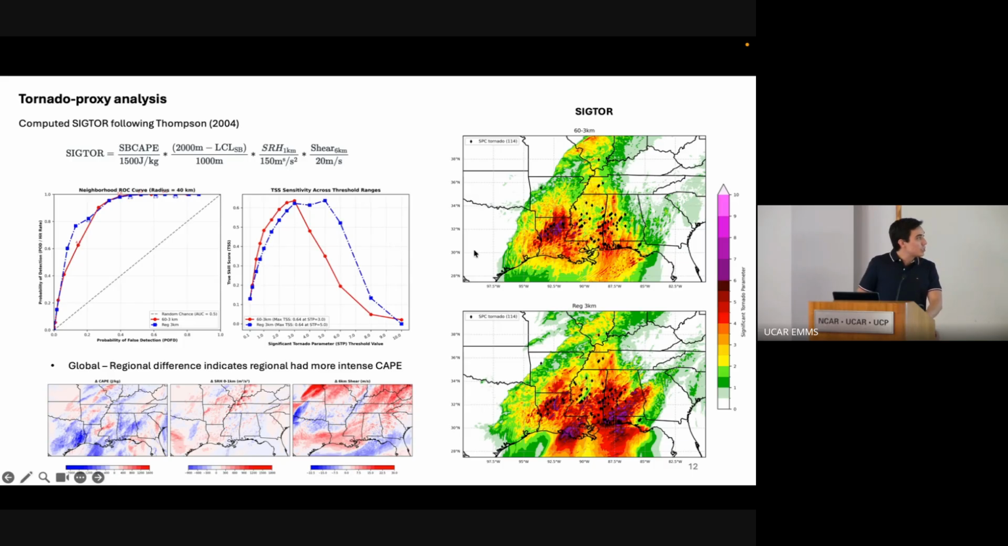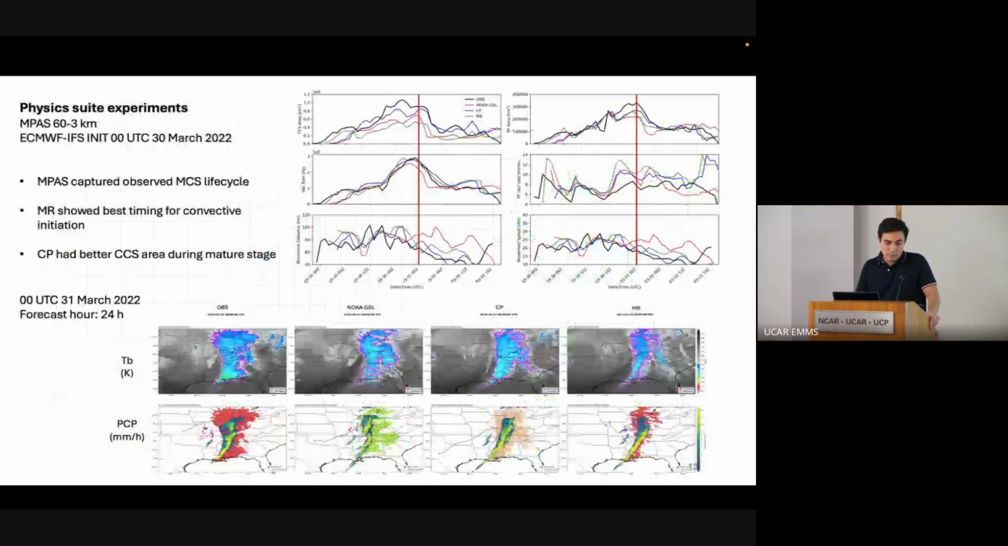But the regional run showed a better true skill score for this case because we had more CAPE from this run. Here we have the difference between global and regional that indicates that the regional run had more CAPE, and that's why we are seeing here more intense SIGTOR parameter values. But in general, both runs were able to indicate the probability of occurrence of these tornadoes.